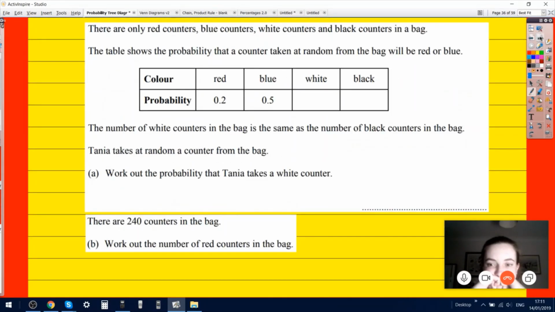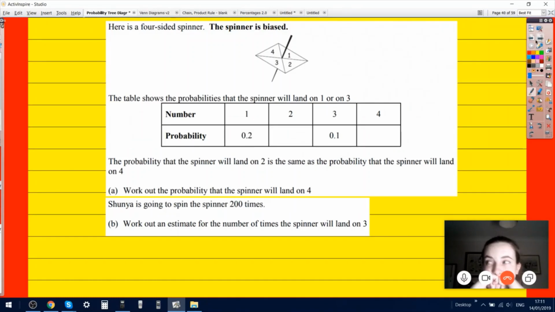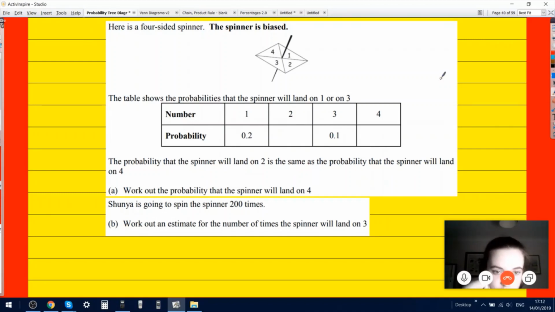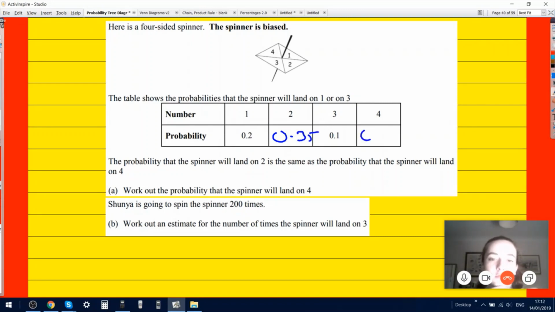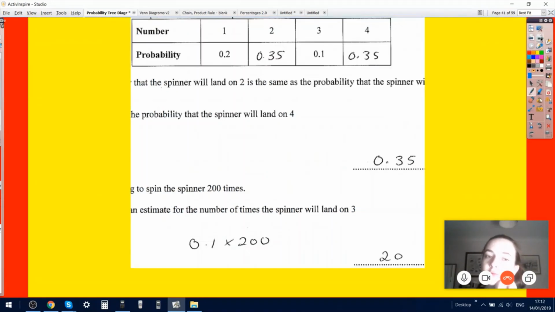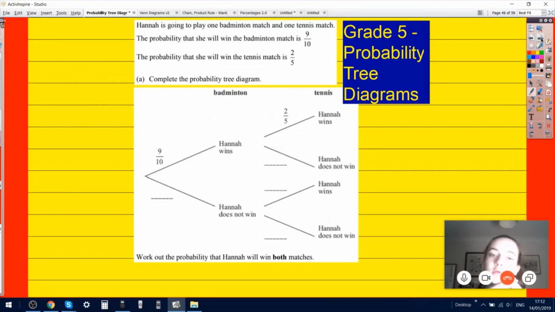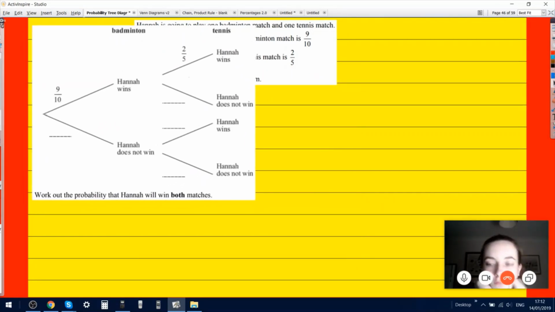Yeah. How about this one? Part A? 0.35. Well done. 35. Okay. Same thing. Okay, this one. Fill in the blanks.